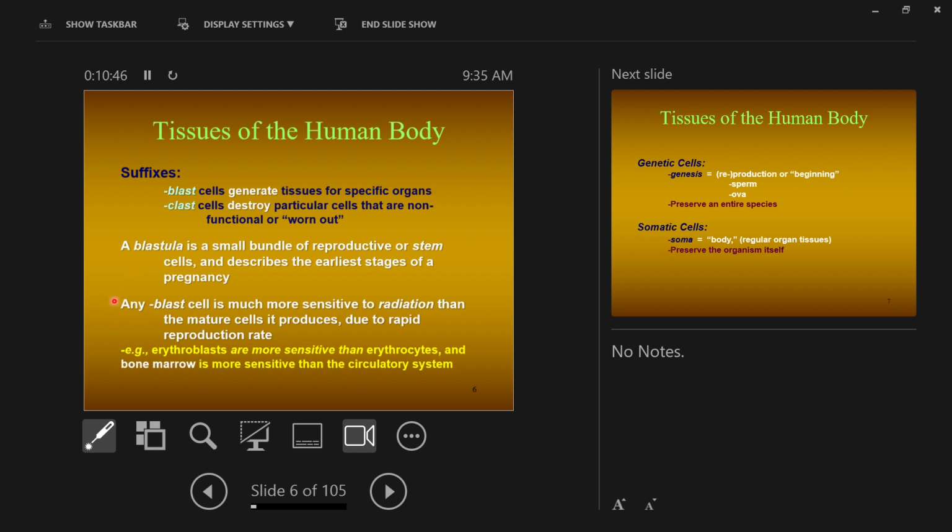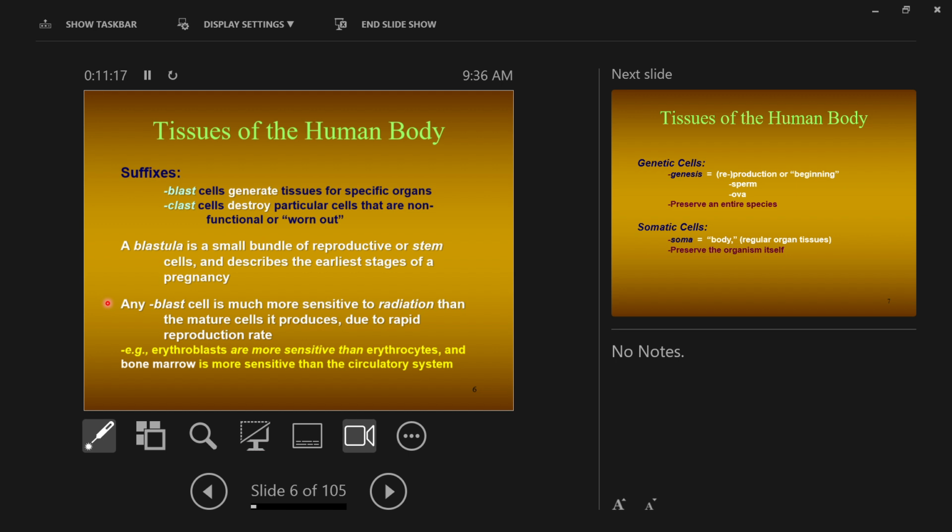This is the reason why it's important. Blast cells, blastulas, any cell with the blast term at the end of it is much more sensitive to radiation than the mature cell it turns into. Okay, so an erythroblast, an immature red blood cell, is more sensitive to radiation than an erythrocyte, than a mature red blood cell.